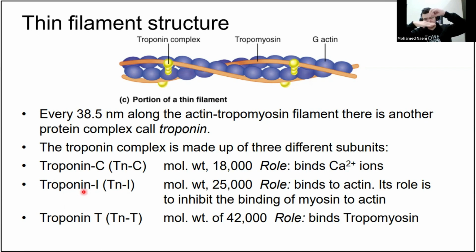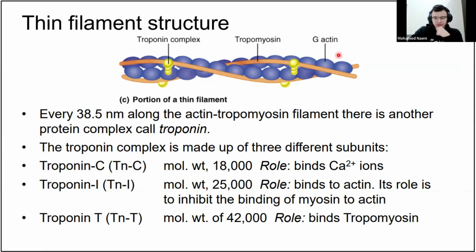So when myosin comes, it does not bind. So no cross-bridge happens. That's why we call it troponin I, because it inhibits the binding to actin. I inhibits, same letter. We have also troponin T, which binds to the tropomyosin.